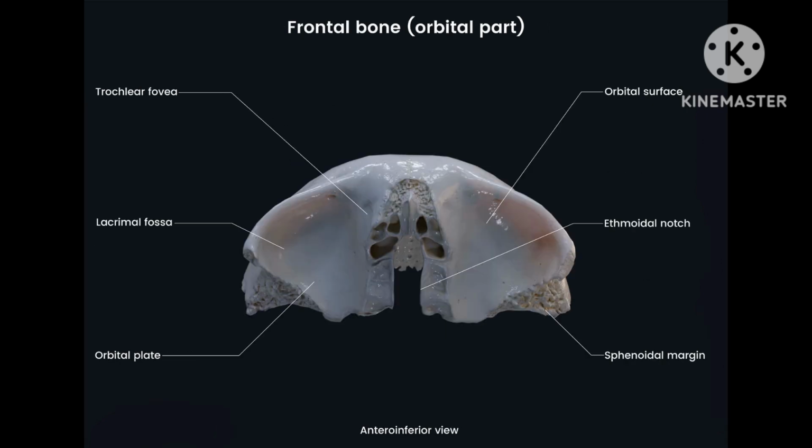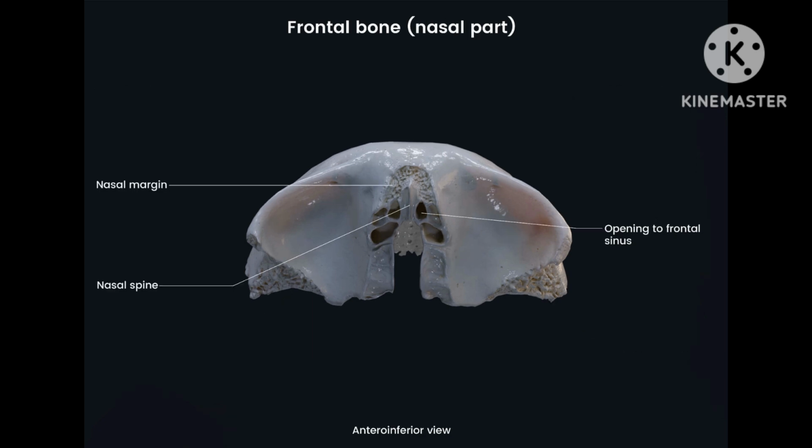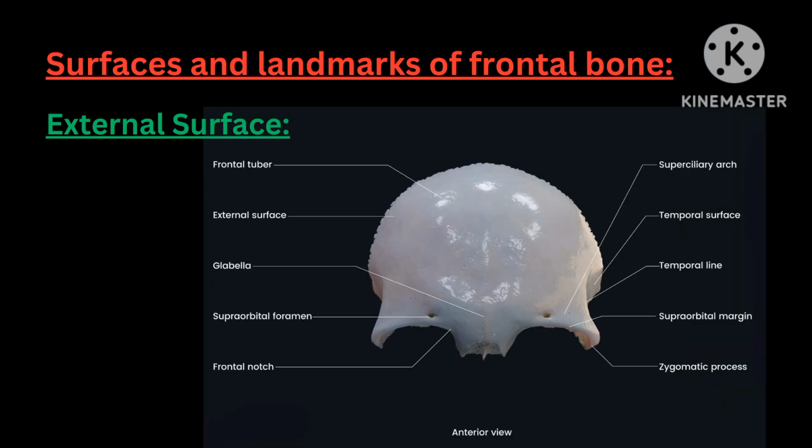The orbital, or horizontal, part of the frontal bone forms the roof of the orbit and ethmoidal sinuses. The orbital part consists of two orbital plates separated by a gap, the ethmoidal notch. It also includes depressions for the lacrimal gland. Finally, the nasal part is located anteriorly between the two orbital parts of the frontal bone. The nasal part forms a portion of the nasal cavity's roof.